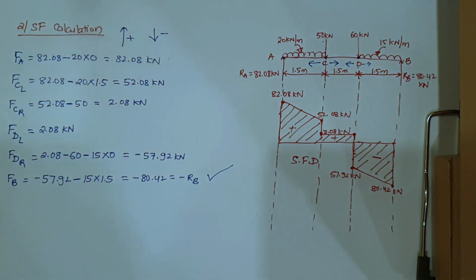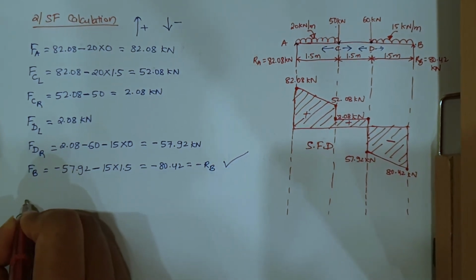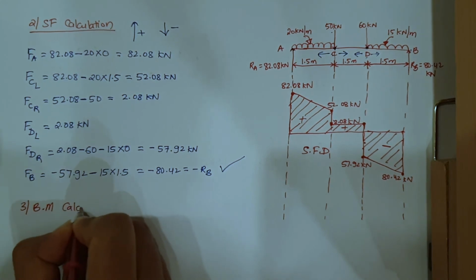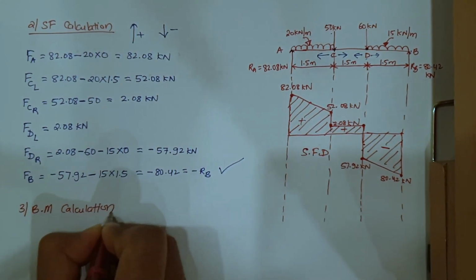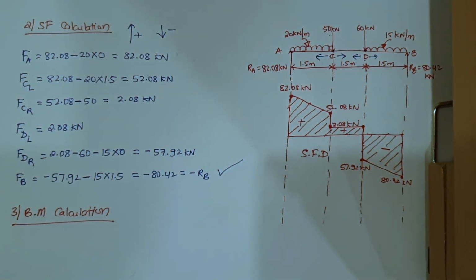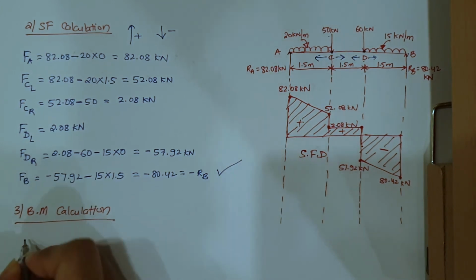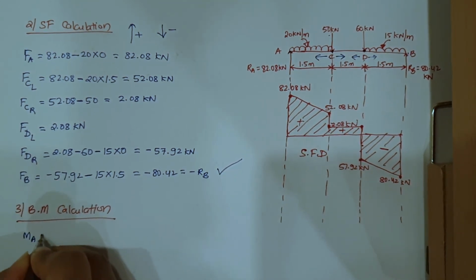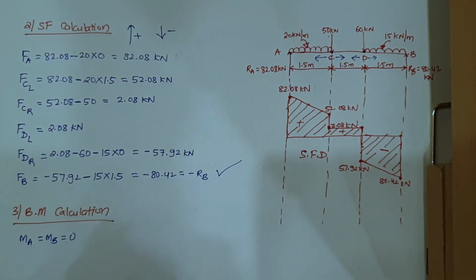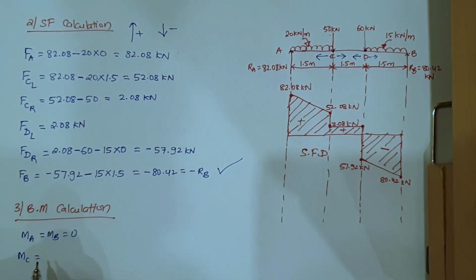Okay, now similarly let us find bending moment calculation also. So number 3, bending moment calculation. Okay, now for bending moment, for a simply supported beam, what happens is that at supports we get 0, so moment at A will be equal to moment at B will be equal to 0.